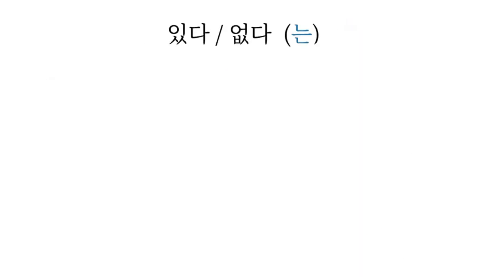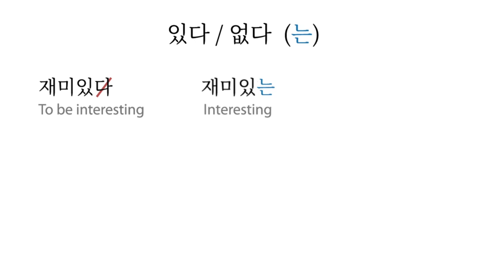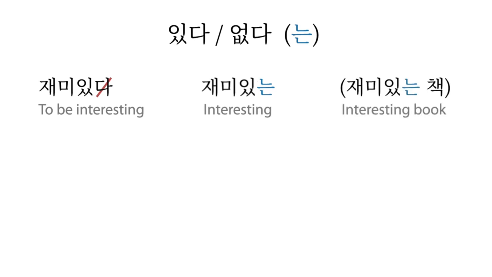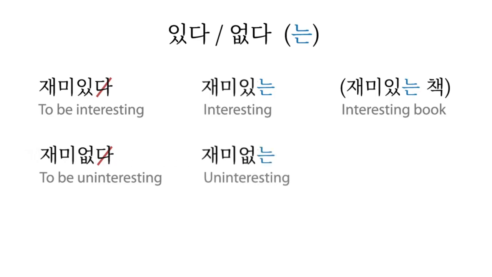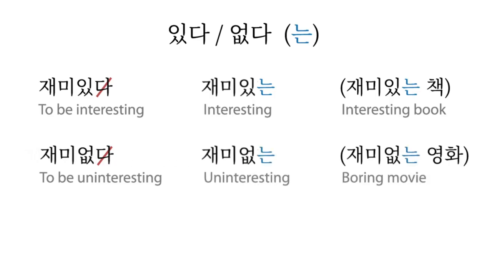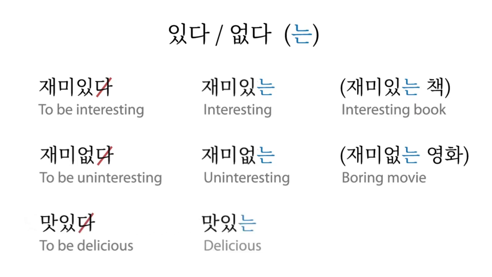Some adjectives end with 있다, 없다. For these adjectives, remove the 다 and add 는. For example, 재미있다, 재미있는, 재미있는 책. 재미없다, 재미없는, 재미없는 영화. 맛있다, 맛있는, 맛있는 과일.